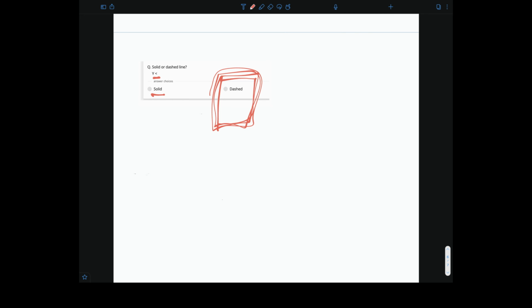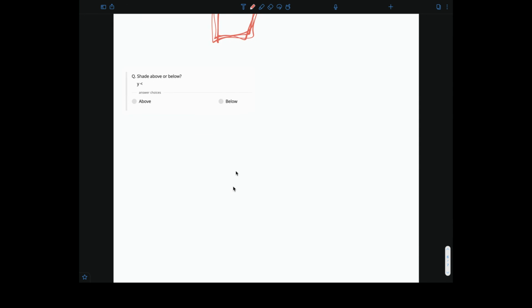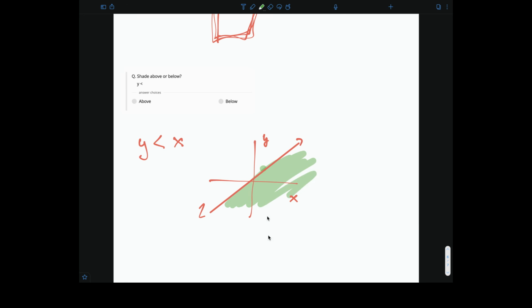Here's the next one. Shade above or below? Well, we know that if it's not eating y, it's definitely eating x, which means that you would shade what? We talked about this before. We usually see y and x like this. If I had a line like so, we would shade below. And the reason why we would shade below is because it is eating x. Okay? So when the sign eats x, you shade below. When it eats y, you shade above. Okay.